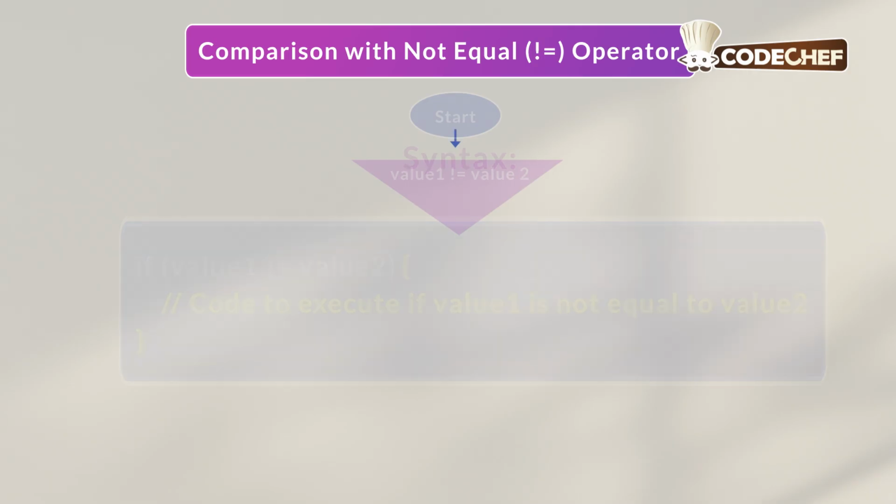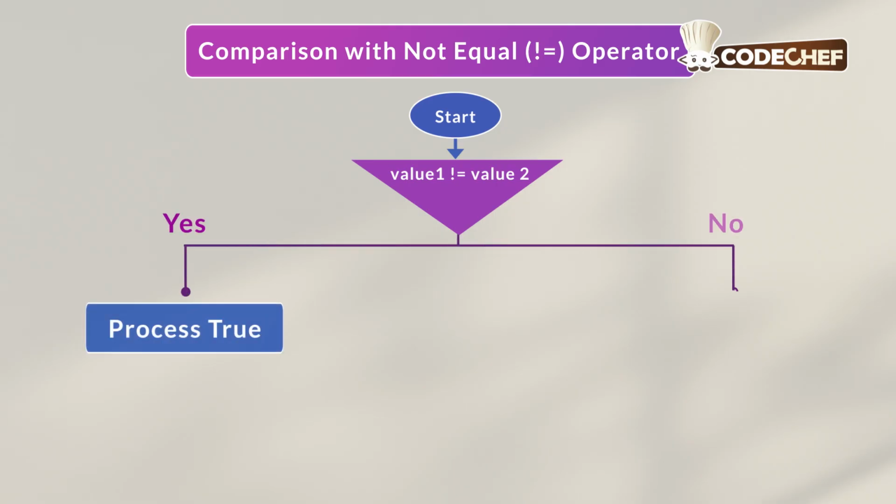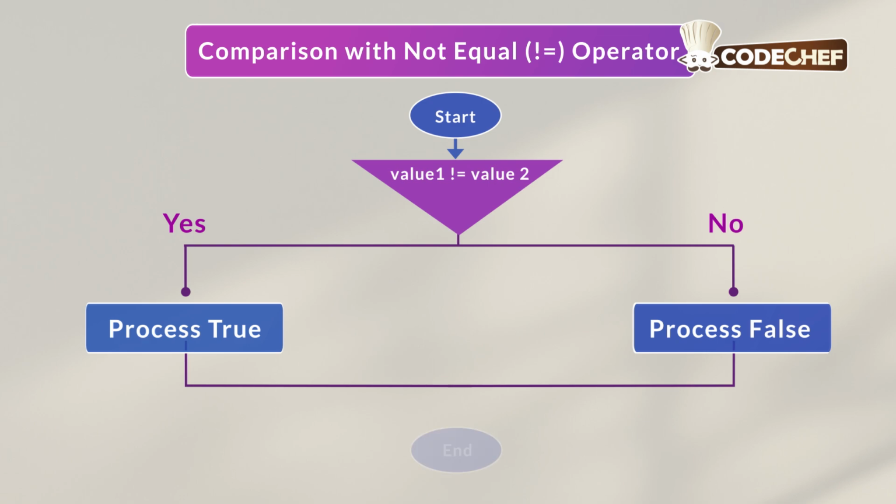And in case these two values are equal, then the compiler will consider the condition to be false and it will come out of the if block without executing the code which is written inside the if conditional. Now let us go to the CodeChef platform to see how to use these comparison operators with if block.